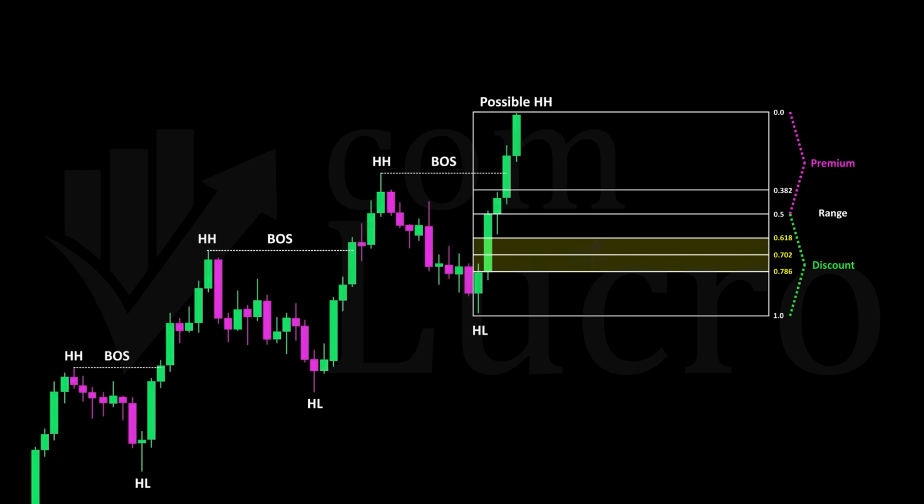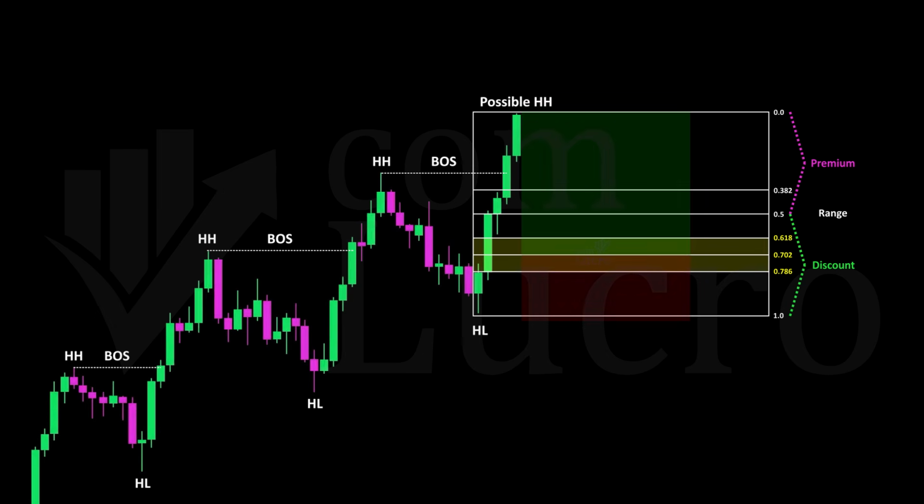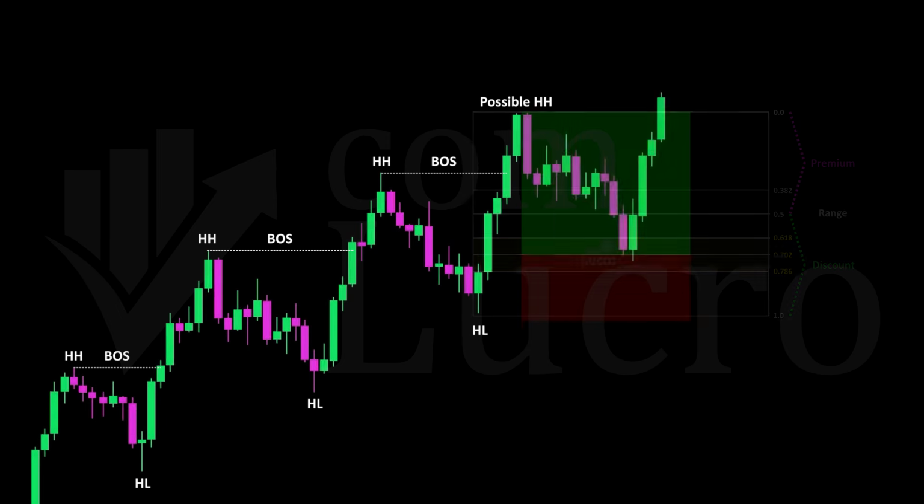Step 2 is to identify the most recent impulsive move and apply the Fibonacci retracement tool from the beginning of the move to the end of the move. Next, place a buy limit order at the midpoint of the OTE, the 0.702 level. Place your stop loss below the recent swing low. Once price reaches the first target, close half of the position and move your stop loss to break even. This makes the remaining part of the trade risk-free.